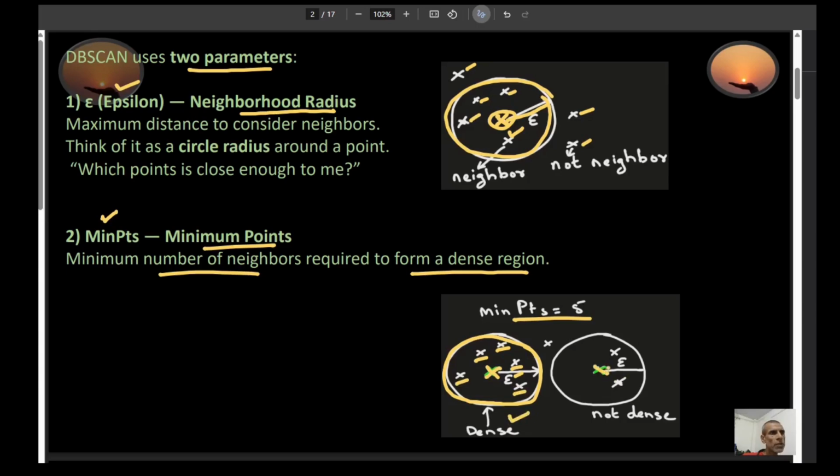Let's take a look at this one. Same epsilon, you draw a circle around this point. That would be this point right here. When you draw the circle, you ask how many points are within this epsilon. In this case, there are only 2 points, 1 and 2. And the minimum points you need is 5. So this is not a dense region.